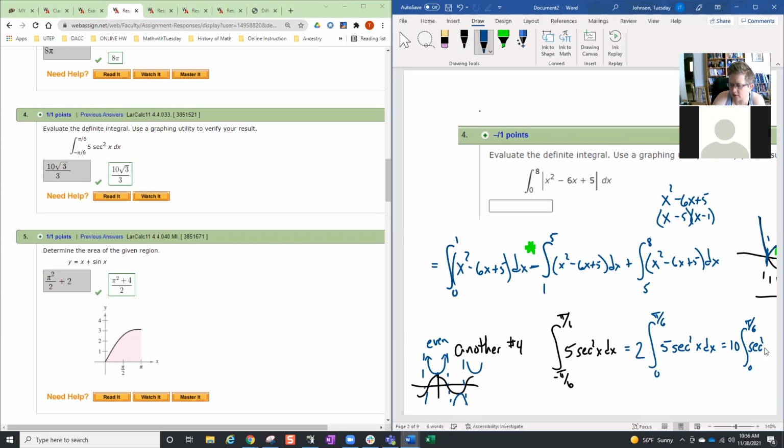And we ask ourselves, what has derivative equal to secant squared? Tangent does. So this will be 10 tangent of pi over 6. Yep, and the tangent of pi over 6 is square root of 3 over 3, which is the correct answer.